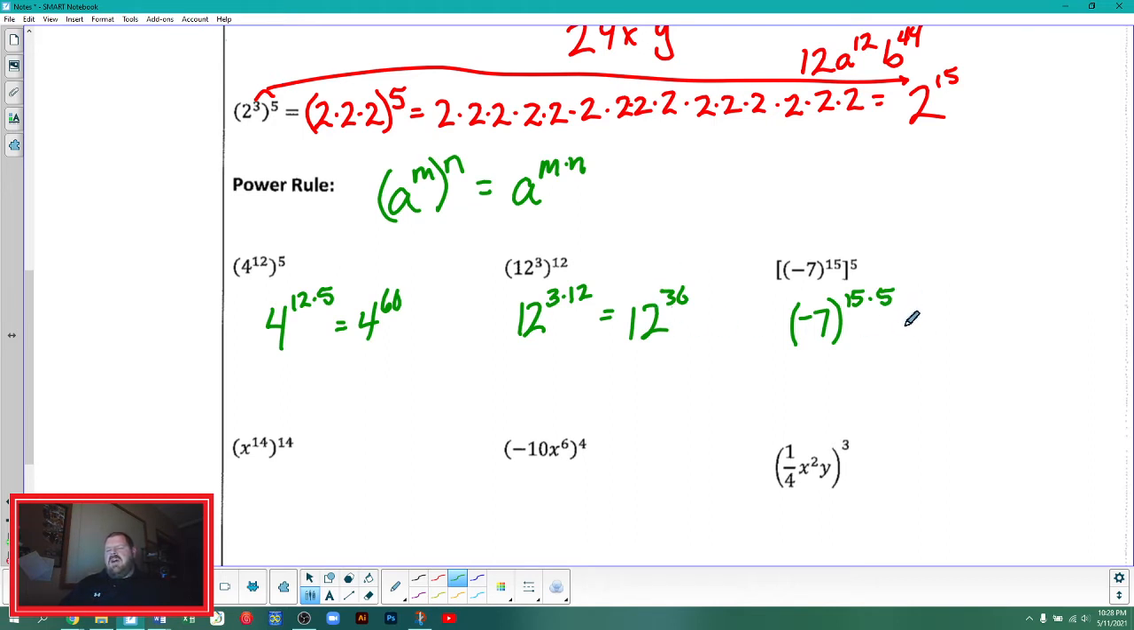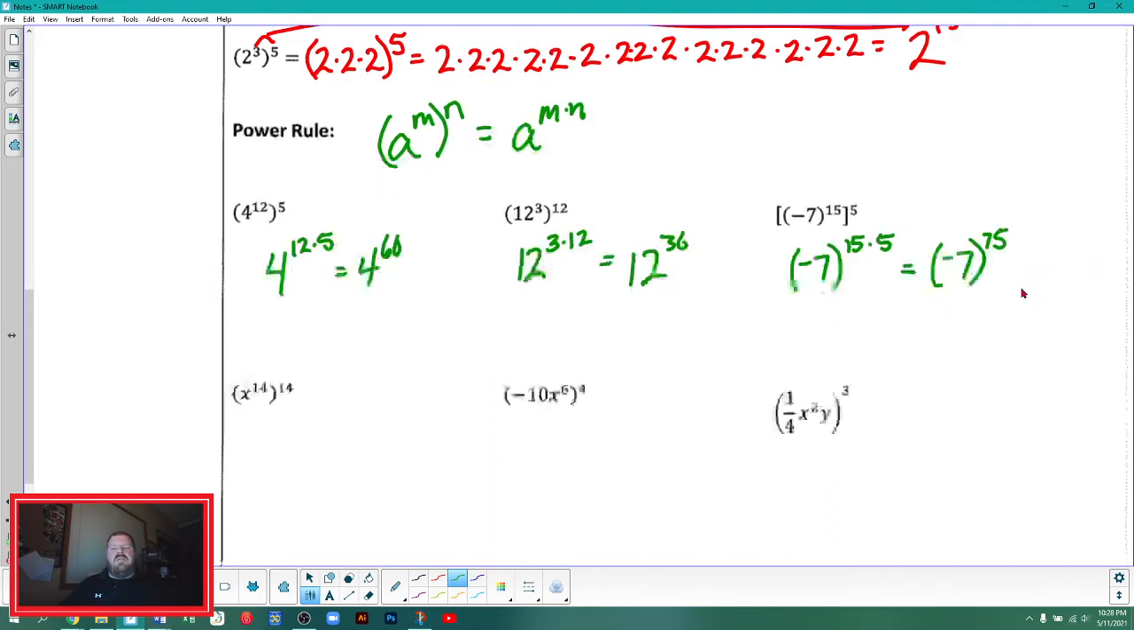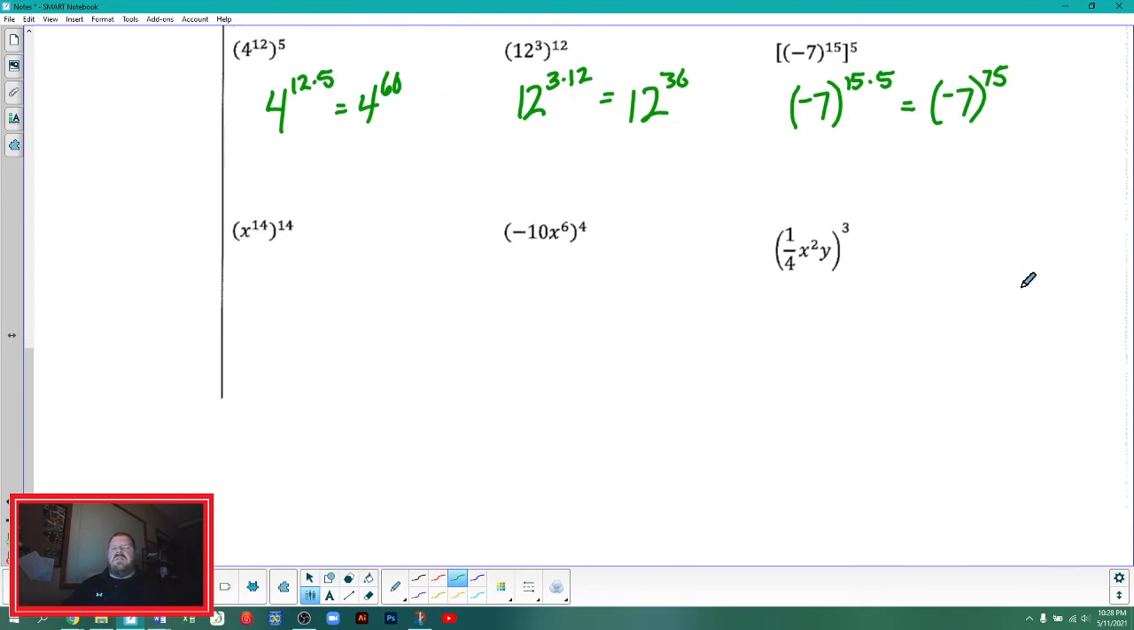15 times 5 is 75. So we have negative 7 to the 75th power. Thank goodness I didn't have to write 75 negative 7s. And here we get even worse. x to the 14 times 14. If you know your times tables really well, that's 196.